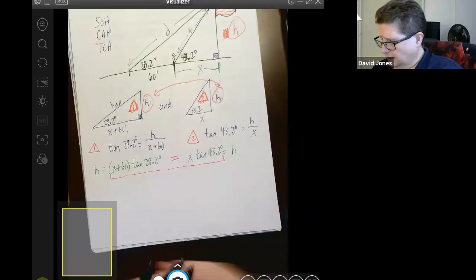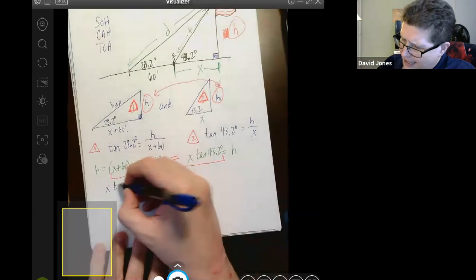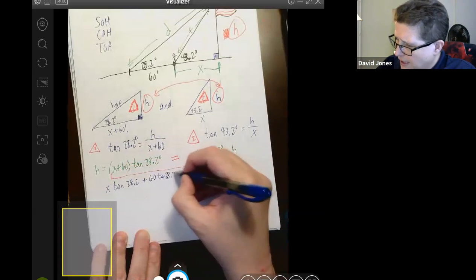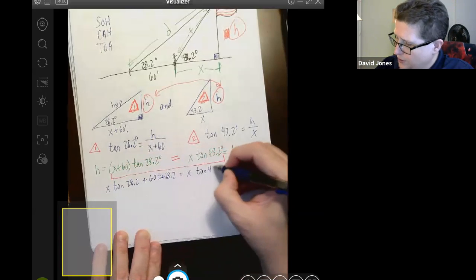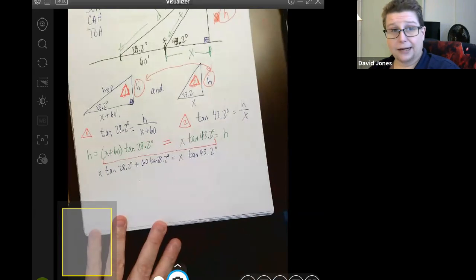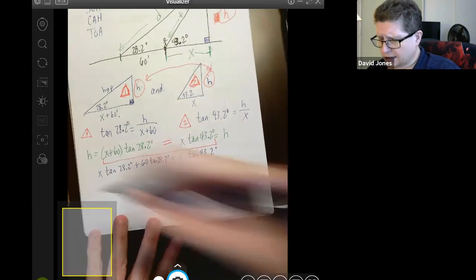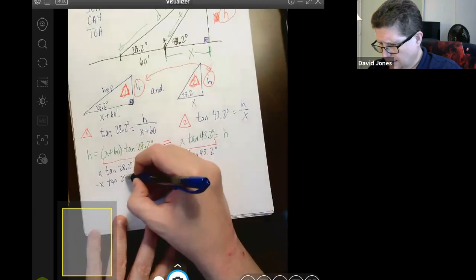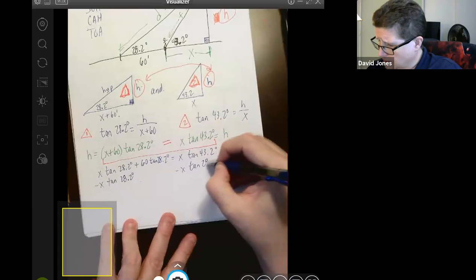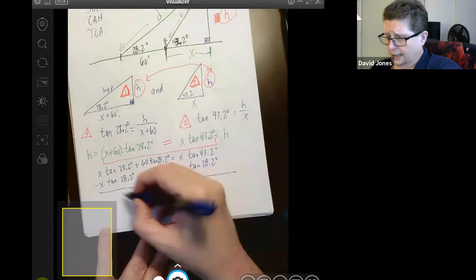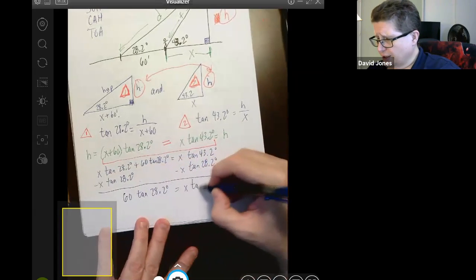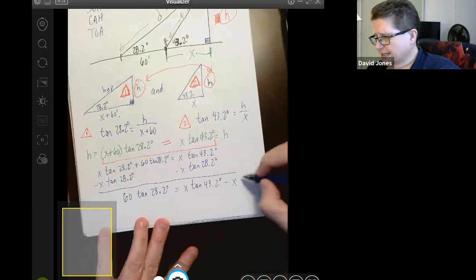So I'm going to distribute. I've got x tangent of 28.2 plus 60 tangent of 28.2 equals x tangent of 43.2. I want to solve for x, and then I can find h. So I'll get all my x's on one side, the side opposite where the constant is. And I get 60 tangent 28.2 equals x tangent of 43.2 minus x tangent of 28.2.